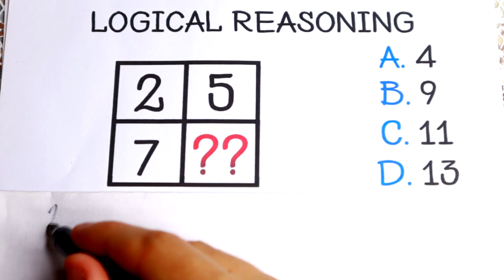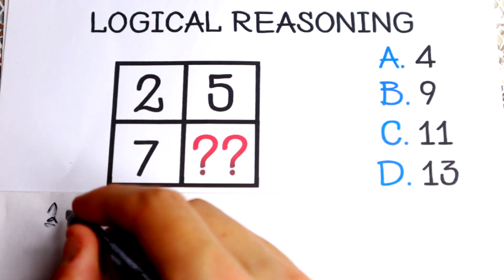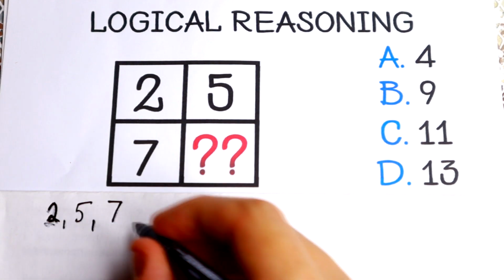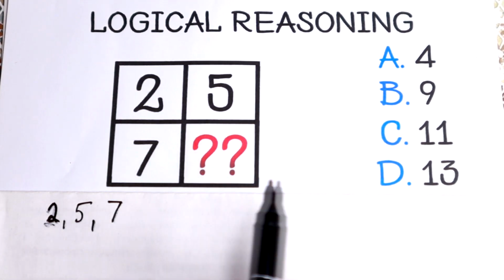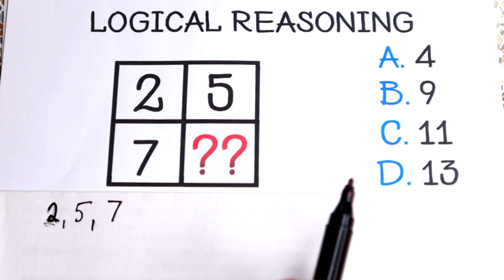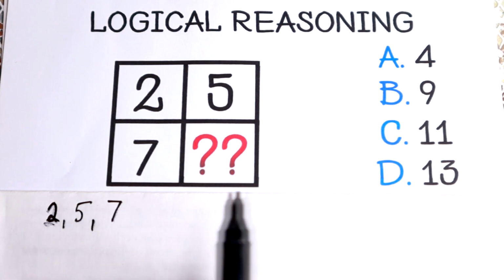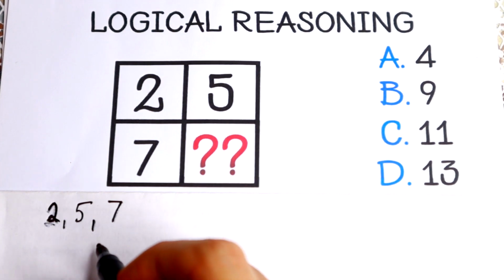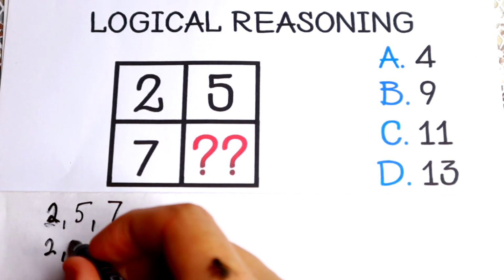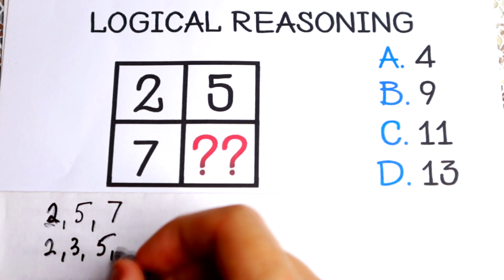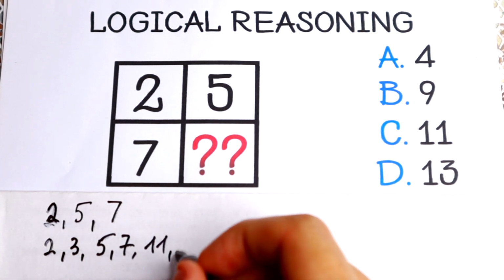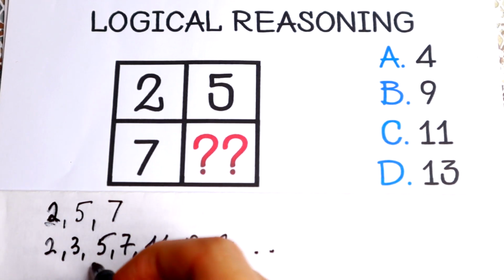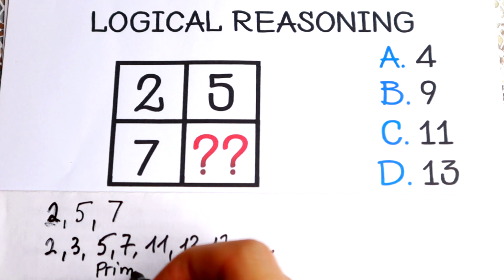So we have 2, we have 5, we have 7. So this is 2, 5 and 7. We have these numbers right here in these boxes. What we're going to do next, I hope you see right now, or if you don't see, I want to mention it. In math there is a prime number series. So take a look. We have 2, 3, 5, 7, 11, 13, 17 and a lot of prime numbers. So these are prime numbers.